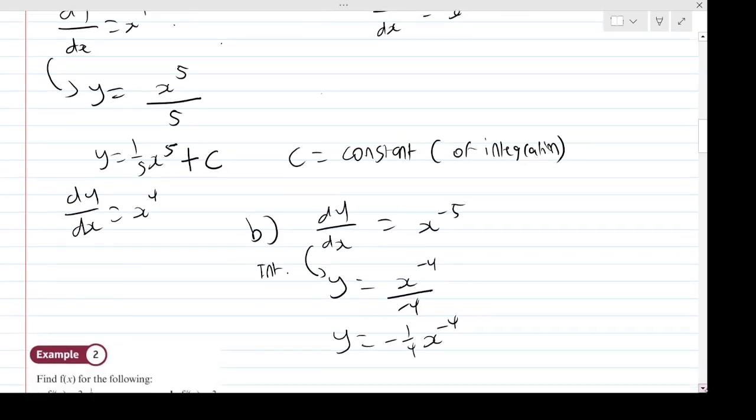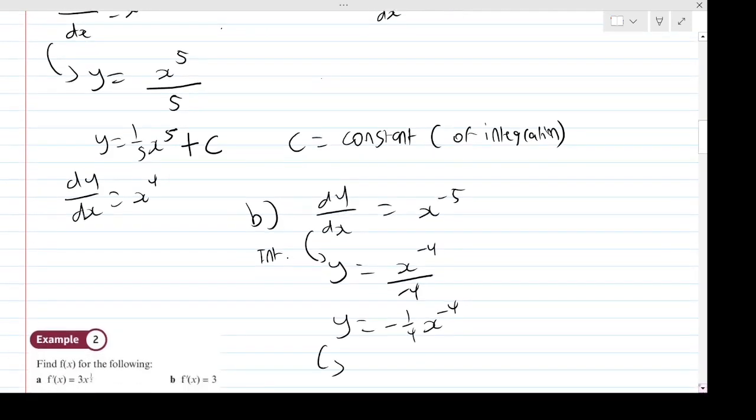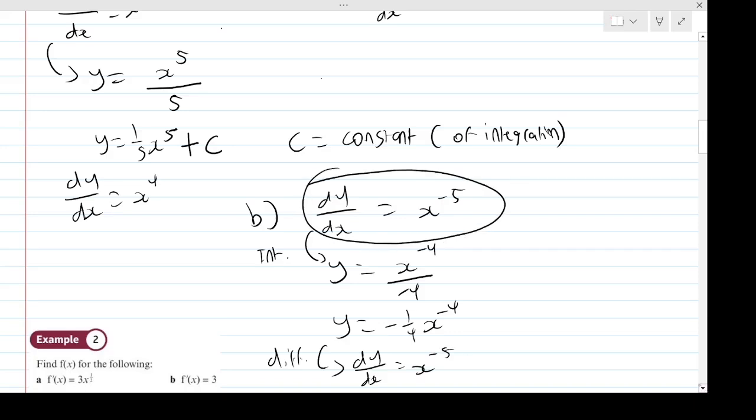You can check your answer by differentiating to get back to dy dx. That would be minus 4 times minus a quarter, which is plus 1 x, then we knock 1 off the power. So minus 4 take away 1 is minus 5. Well, what do you know? That is the derivative, so we know what we've done is right.